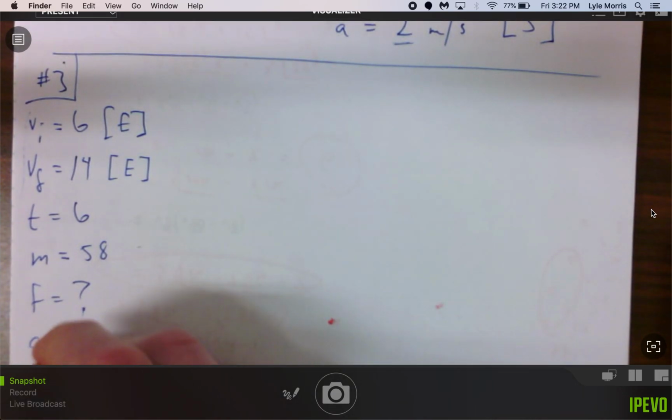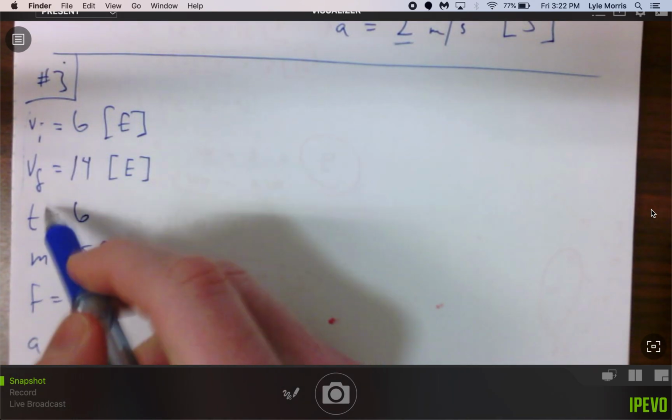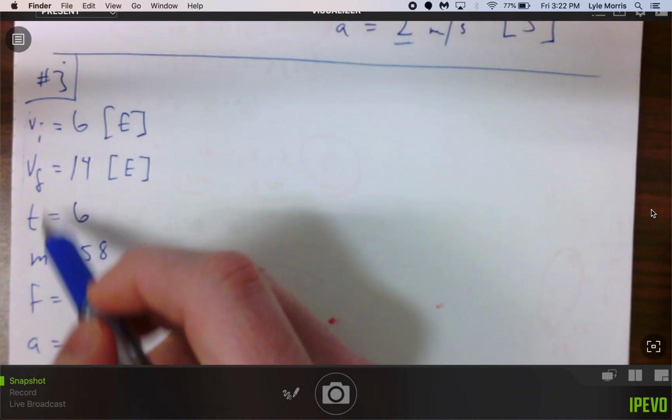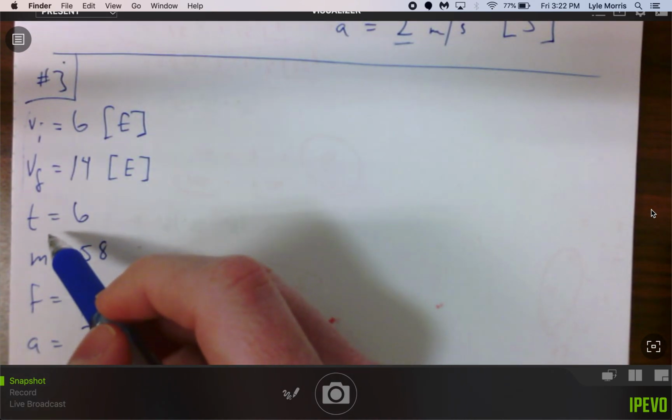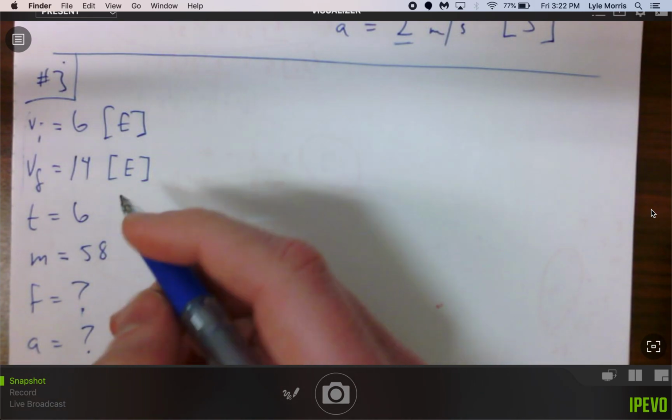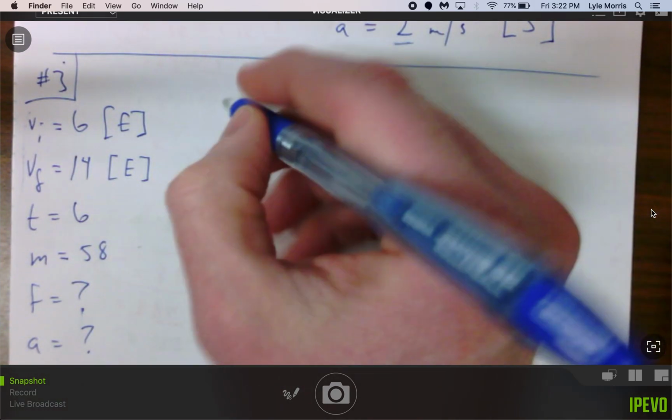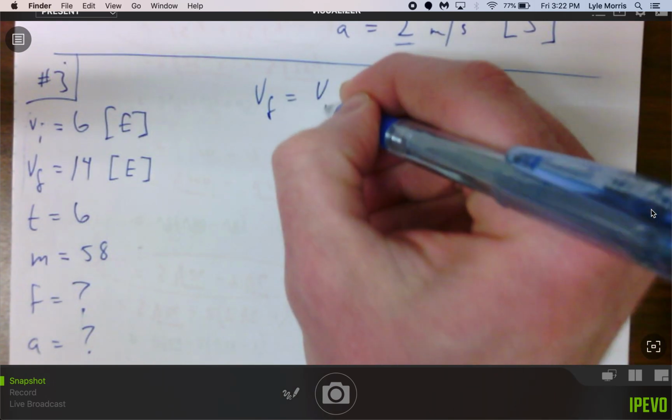So what we're going to need to do before we can get the force, we need to find the acceleration. So we don't have displacement, we don't need displacement. So we're going to use the second equation. So VF equals VI plus AT.